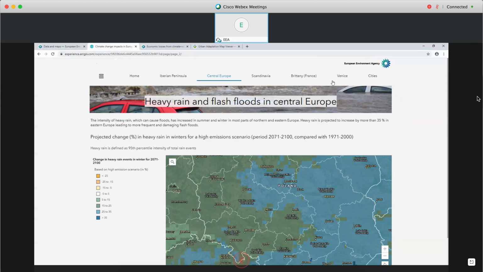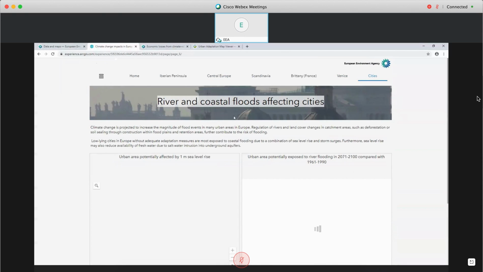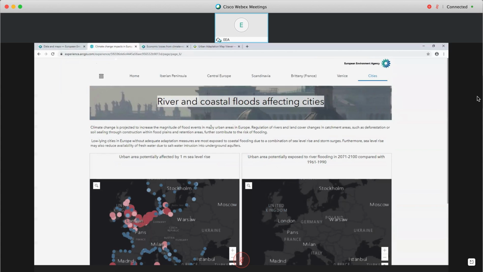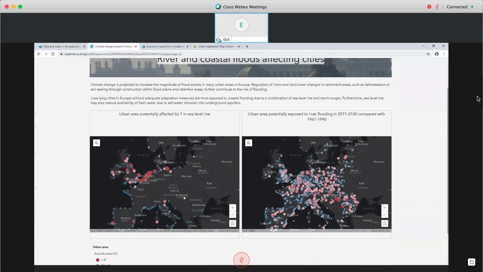So we have also the data on the cities, which I would like to click somewhere here. So basically, here it is showing how cities are affected or will be affected by the sea level rise, especially the coastal cities, and what will be the estimated population affected, and how will be the regions or the share of the city affected by the potential river flooding at the end of the century. So, this is one aspect of the data.